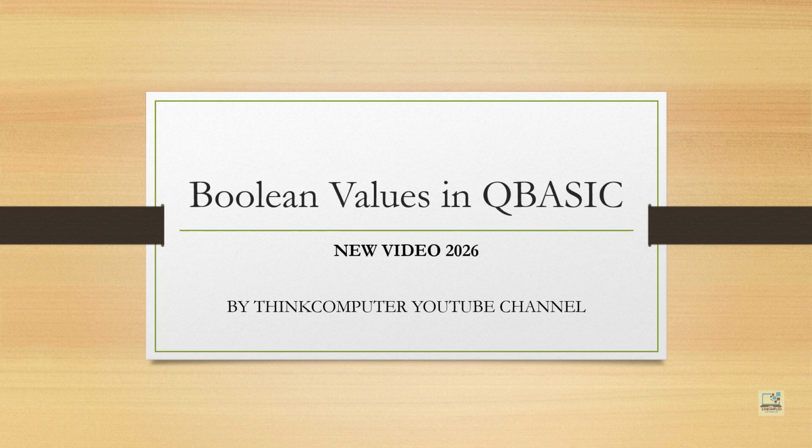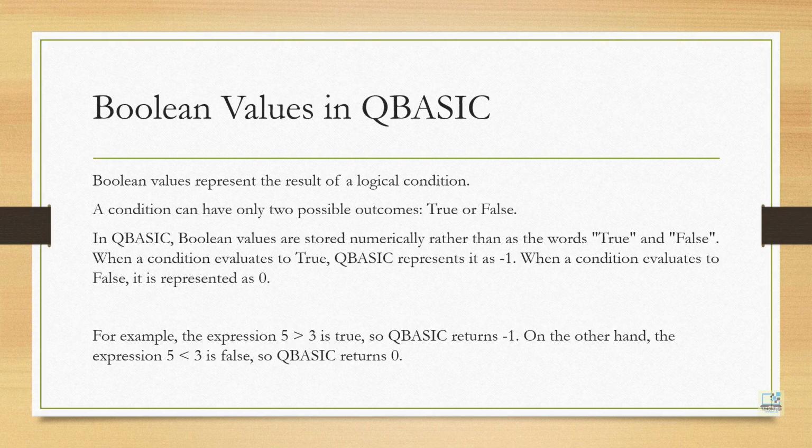In this video, I will be explaining about Boolean values in QBASIC. So in QBASIC, Boolean values represent the result of a logical condition. That means whenever you are framing a condition using relational or logical operators, the outcome of that condition is basically a Boolean value. Boolean values and Boolean type exist in all types of programming languages, okay? A condition can have two possible values, true or false, meaning a Boolean value can be either true or false.